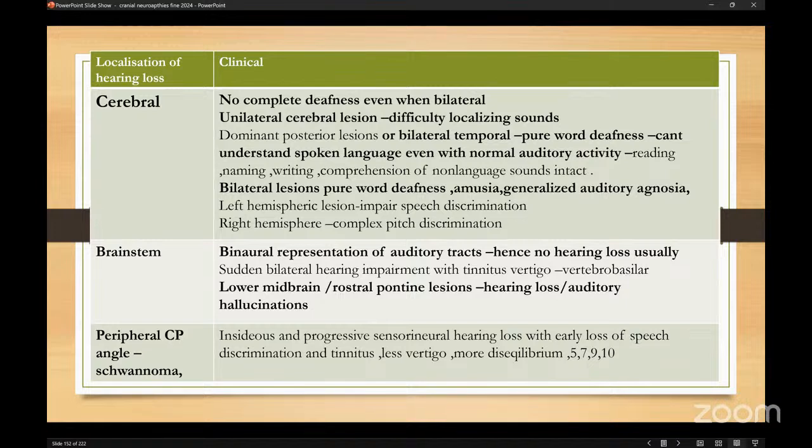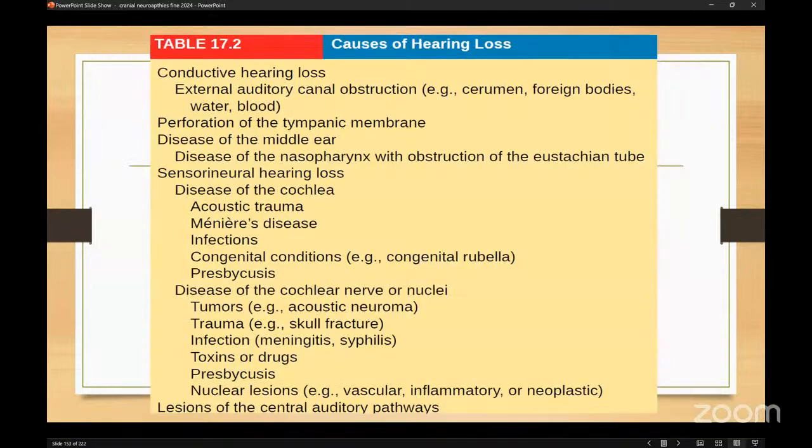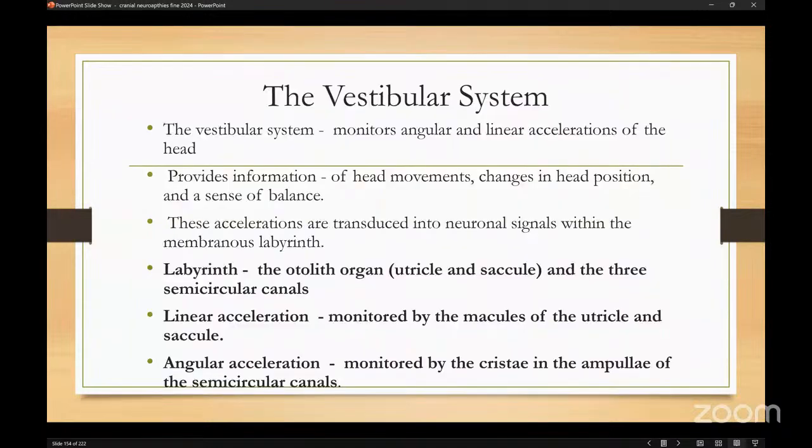Okay, if there is a brainstem cause, usually only in one condition it happens, that is AICA territory infarct. Or it can happen because of the nerve involvement in the CP angle lesions. Okay. So then we come to the vestibular system.